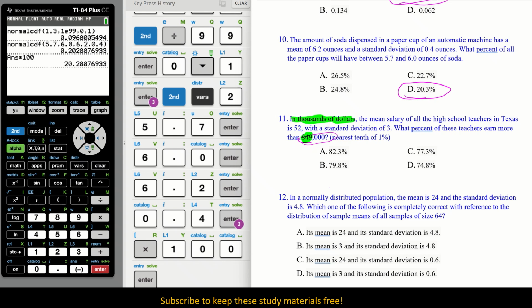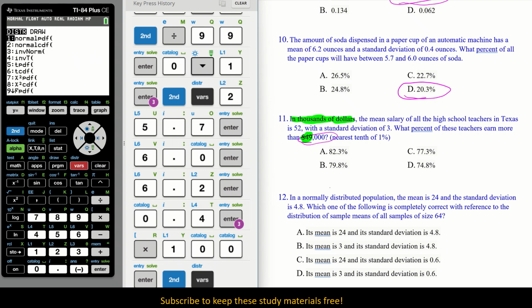Well, also I need to explain when we get there, I'll explain to you what that 49 means for us. All right, so I need to use the same distribution. So second vars, go down to number 2. In thousands of dollars, what percent of the teachers earn more than 49,000? More than 49,000.